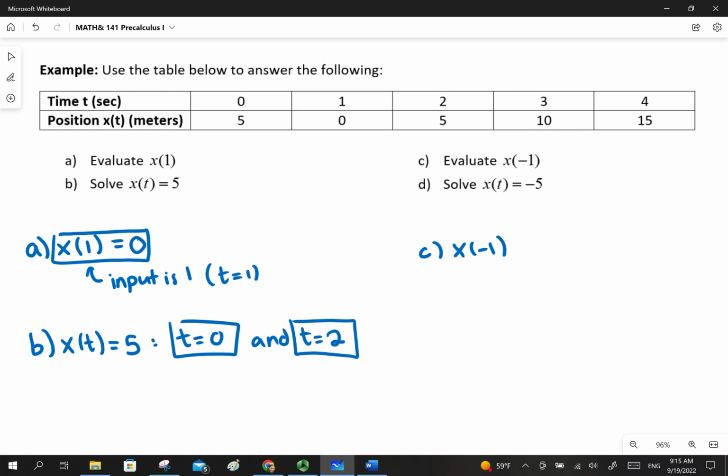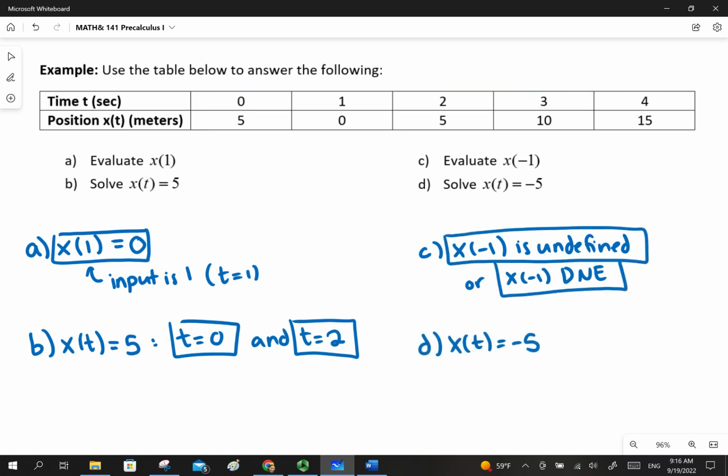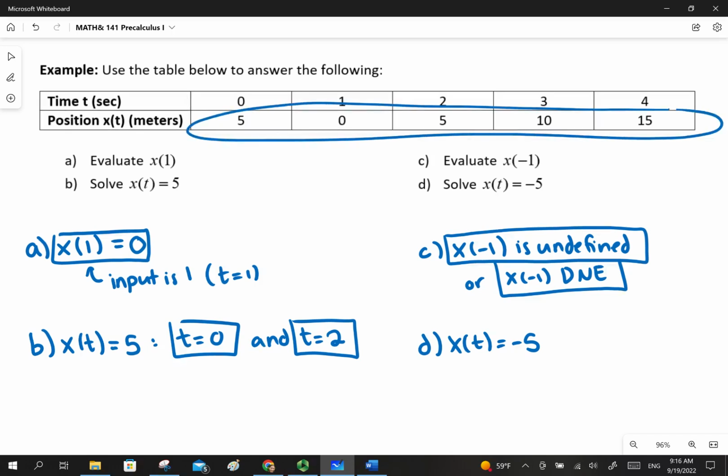To evaluate x of negative 1, we should be looking for negative 1 in the first row, but there isn't a negative 1. Based on only the information in this table, without trying to do any extrapolation, we cannot answer this question. So we can either say that x of negative 1 is undefined, or x of negative 1 does not exist. Similarly, when we try to solve x of t equals negative 5, we would need to find negative 5 in the second row, but it isn't there. So we say the equation has no solutions.